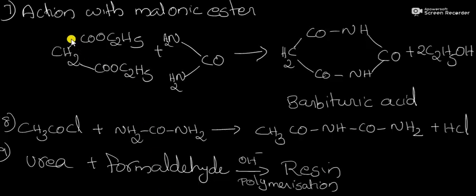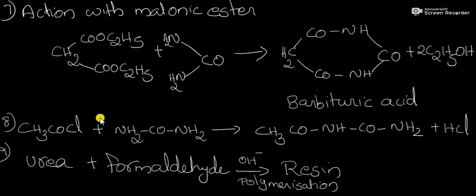Next is the reaction with malonic ester. What is malonic ester? This is the structure of malonic ester, CH2(COOC2H5)2. When treated with urea, it will be converted into barbituric acid, the common name of malonyl urea, by the elimination of 2 moles of ethanol.